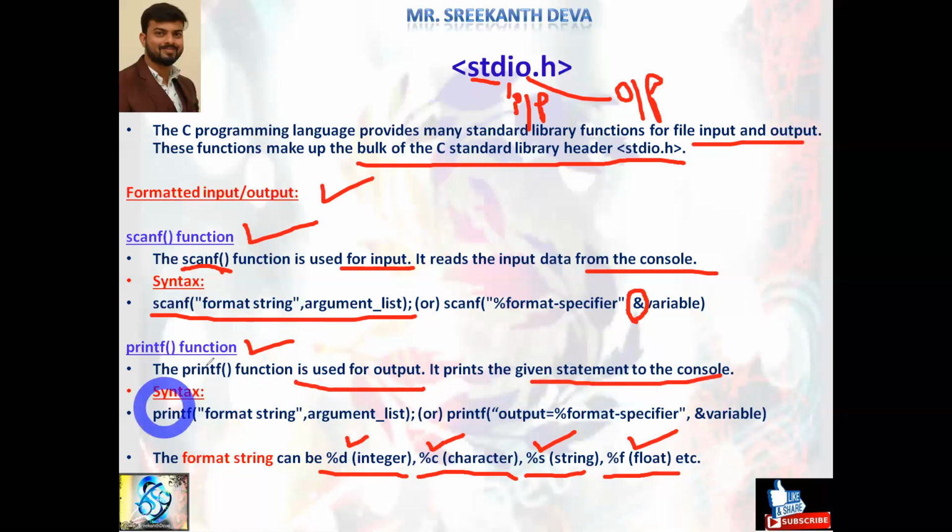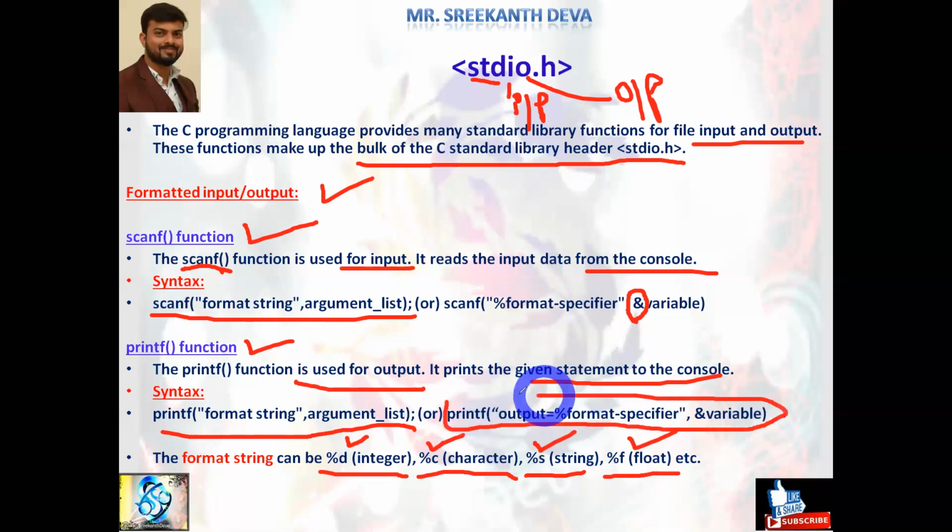The general syntax of the printf function is printf. We can directly enclose the output messages with the help of double quotes. We can also use some format strings. We can print a format string and a list of output variables. You can directly print output messages, format specifiers, and some escape sequences within the double quotes.